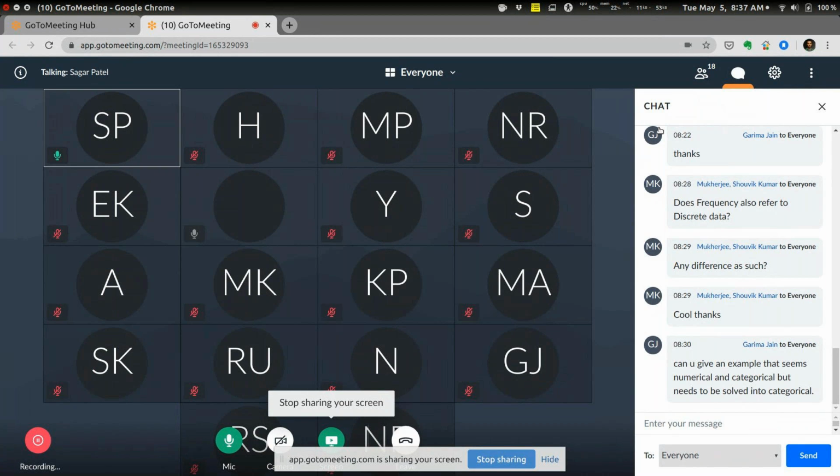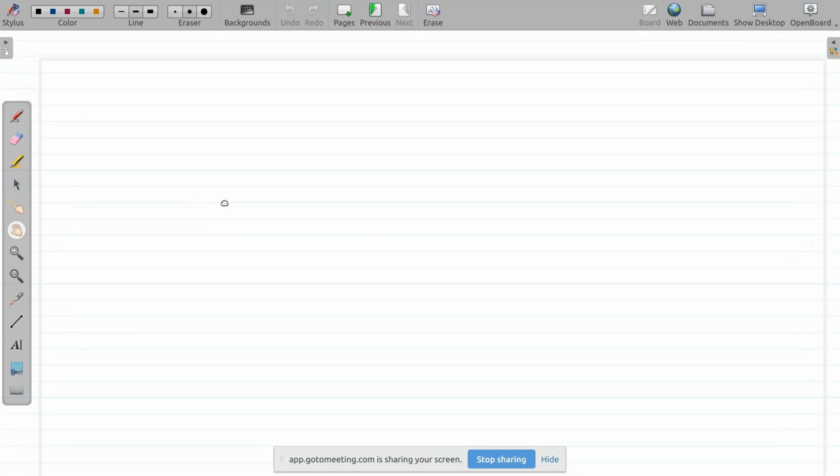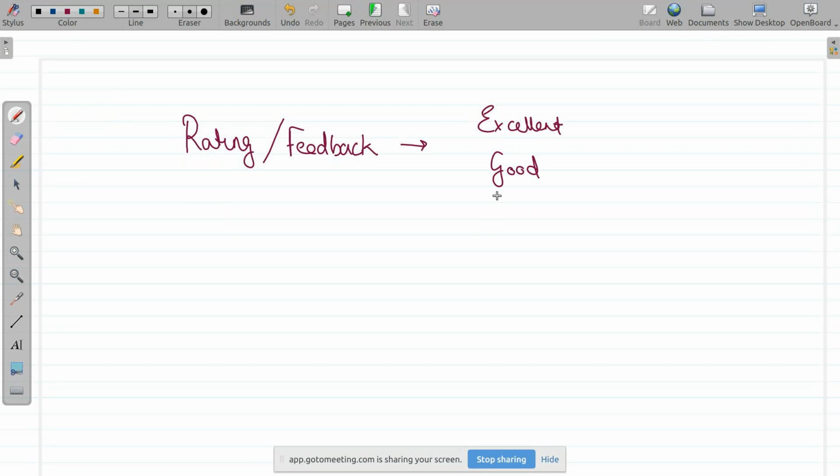Okay, so Garima says, can you give an example that seems numerical and categorical but needs to be solved as categorical? Sure, I can do that. So the classic problem used for this scenario is ratings. Let's say feedback. So you are saying excellent, good, average, and bad.